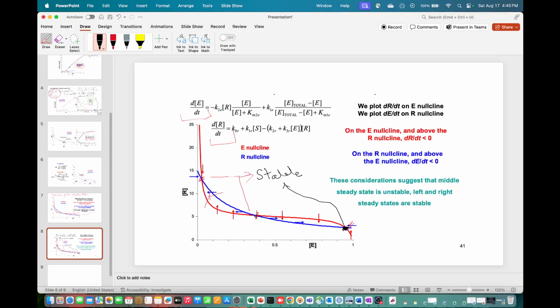Now if you notice this steady state in the middle, it is pulling you out, up or down or left or right. It is not converging towards the steady state. So this is basically an unstable steady state.